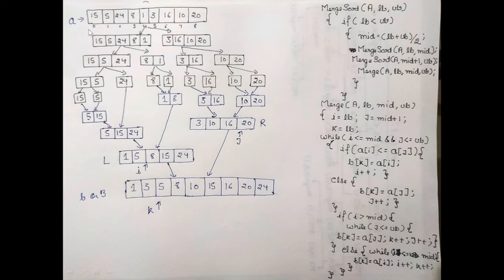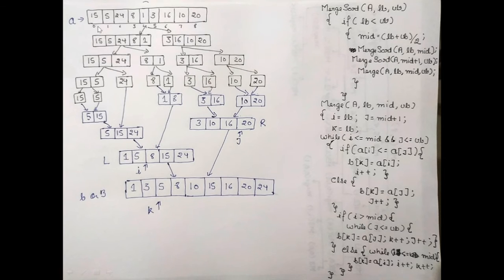So the lower bound is 0, the upper bound is 8, so the midpoint will be 8 plus 0, that is 8, divided by 2 equals 4. So from 0 to 4, now 4 is our midpoint. Now 4 is our midpoint, so we'll divide this array into two parts using this 4.